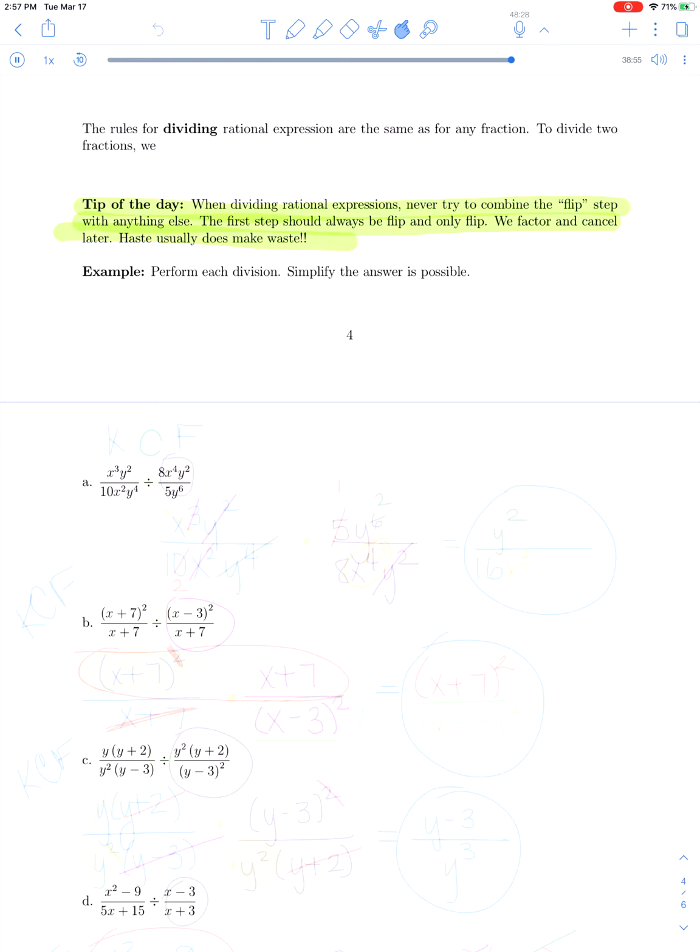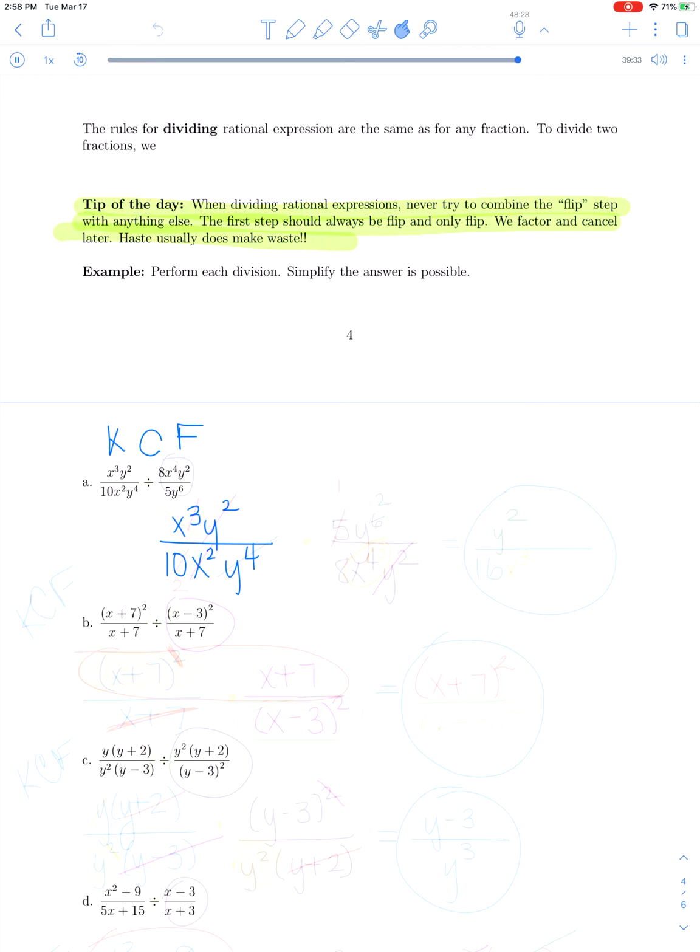Whenever we actually do division, we're going to turn it into multiplication. And it's going to be keep the first fraction, change the division to multiplication. Can't do that for free, so it ends up flipping the last fraction. So let's take a look. It's called keep, change, flip, KCF. So let's write that on top here. KCF. So that means we're going to keep the first fraction as x cubed y squared over 10x squared y to the fourth.